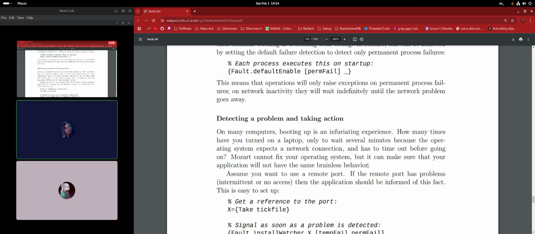Mozart cannot fix your operating system, but it can make sure that your application will not have the same brainless behavior. Yeah, shots fired.